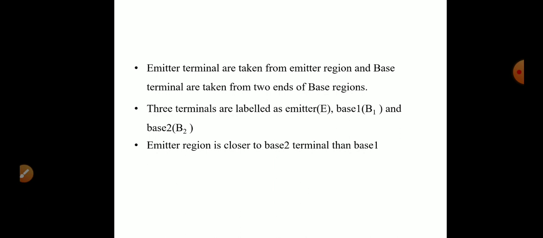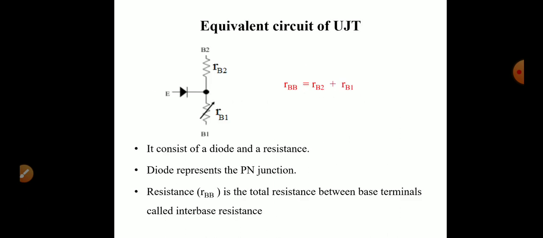One more important point is that the emitter region is closer to the base 2 terminal than base 1. And this is the equivalent circuit of UJT. A UJT circuit can be replaced by its equivalent circuit as shown in the figure. The PN junction is replaced by a diode and the N-type semiconductor bar has internal resistance.